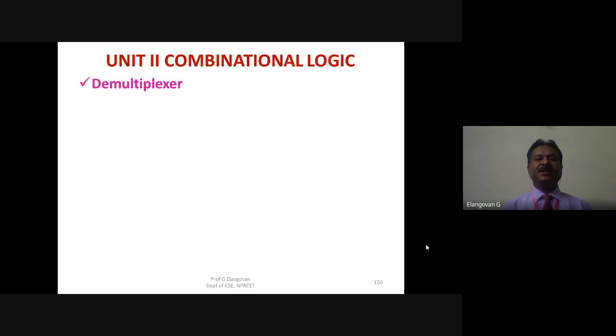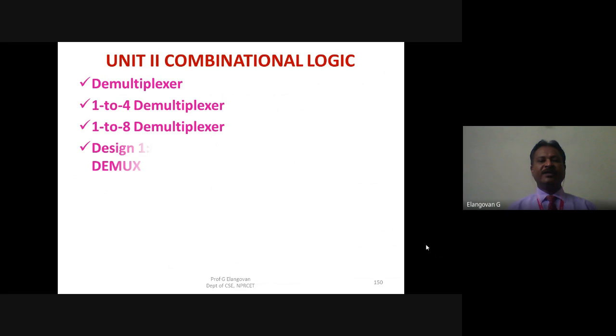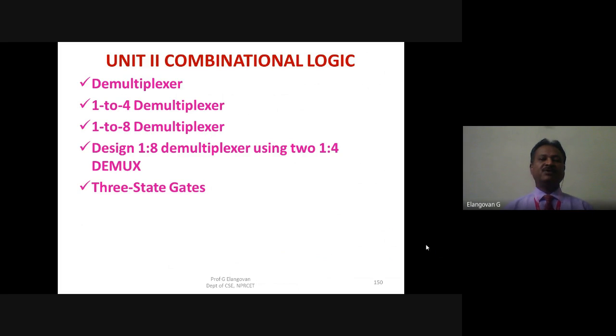So students, in this video, you got introduced to the demultiplexer and learned how to design a 1 to 4 demultiplexer and a 1 to 8 demultiplexer. You also understood how to design a 1:8 demultiplexer using the lower level 1:4 demultiplexer, and of course you have understood three-state buffers.